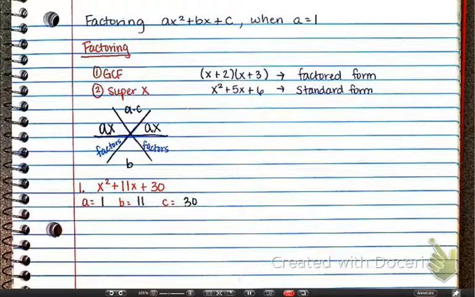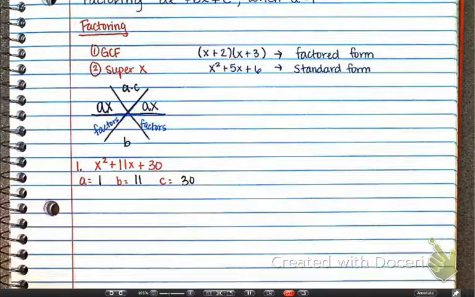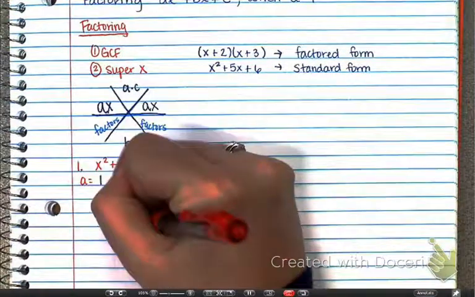Okay, so that's step 1, identifying the A, B, and C. Everyone okay with how I got A, B, and C? And remember, A, B, and C are just integers. There are no variables involved there. Okay, so let's draw our super X because we're going to factor.